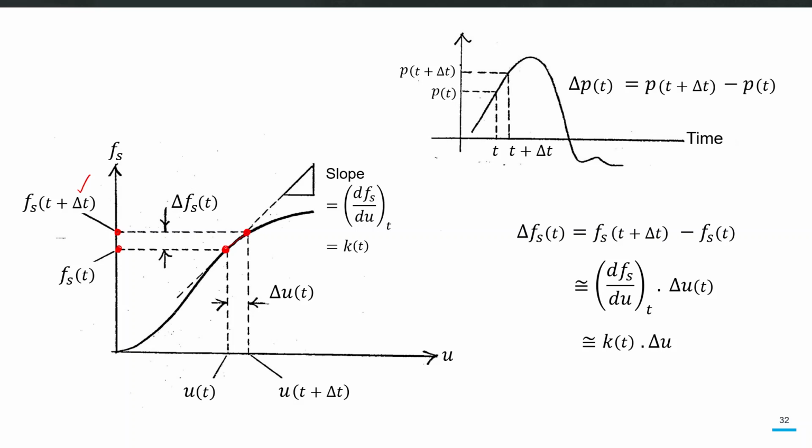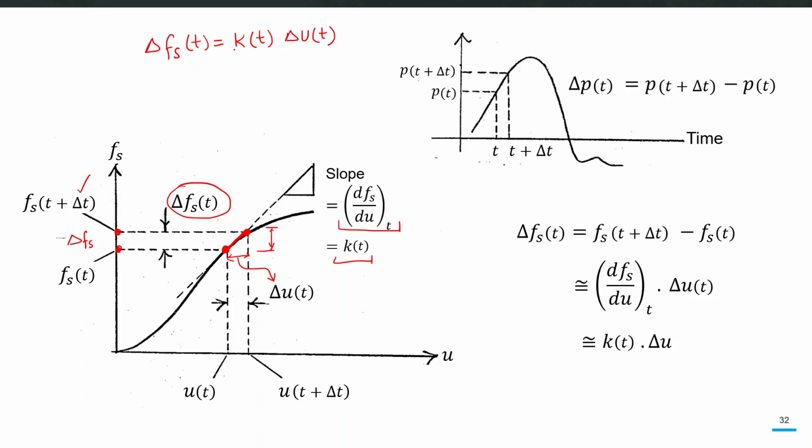So basically if we multiply the slope of the tangent at this starting point, which we have called k of t, with the horizontal distance, this one which is delta u in this case, we will get this vertical distance, and that vertical distance is the delta Fs, the change in the elastic restoring force. So same is true for the damping force also. So now we have this delta Fs equal to K of T multiplied by delta U of T.